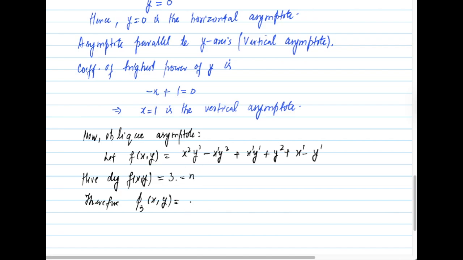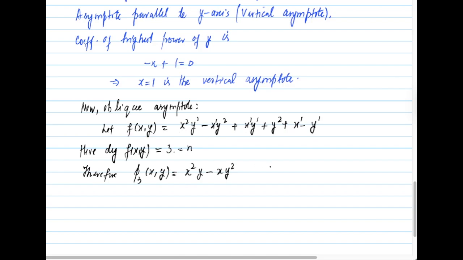अब यहाँ पे पहली term का degree 3 है, so that means we obtain x square y here. And second term also has degree 3, that we obtain minus x y square. So that is our phi 3 of xy. लेकिन अगर हमें रूल याद होगा तो वहाँ पे हमें लास्ट स्टेप पे phi n minus 1 भी यूज़ करना है. So we also calculated here this phi n minus 1 of xy.